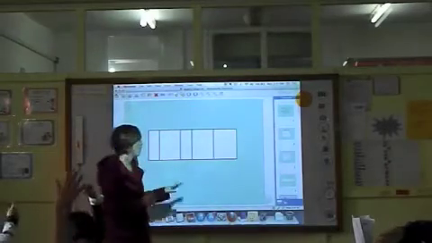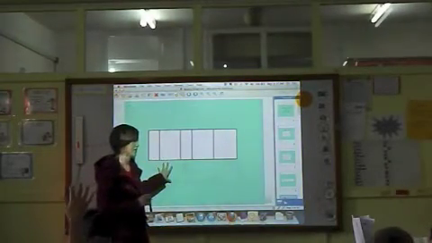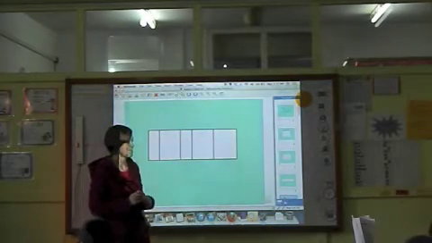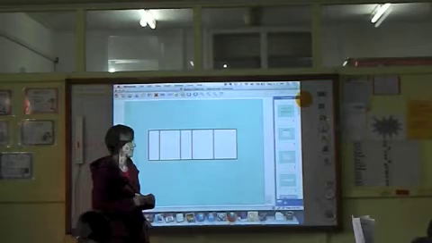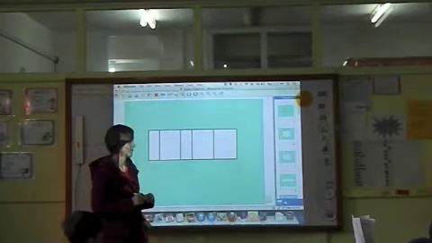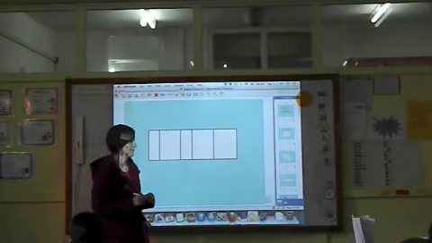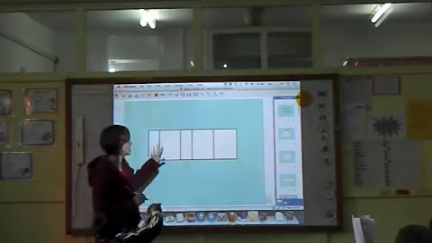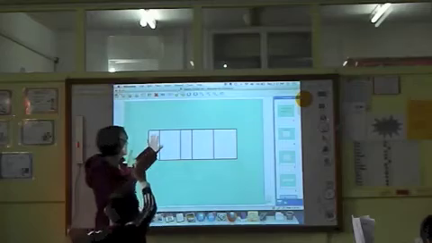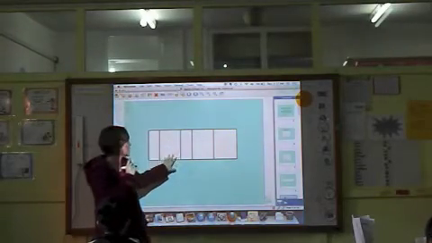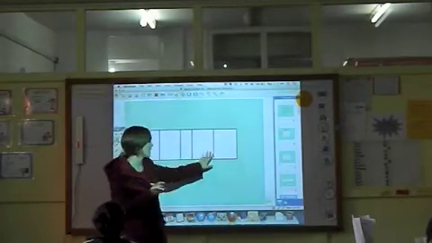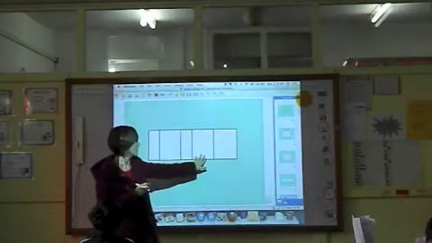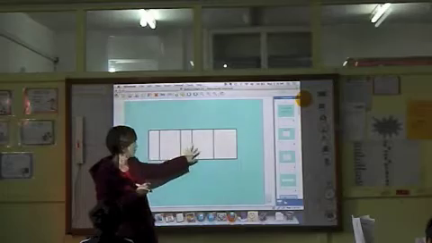Okay. Yato, why is this not divided into fifths? Because they're not the same size. They're not equal. Yeah, that's the word you're looking for. So he said that they're not the same size, or in other words, they're not equally sized parts, because this part is quite small, and this one is a lot bigger. This one is quite small, and these are bigger than that.